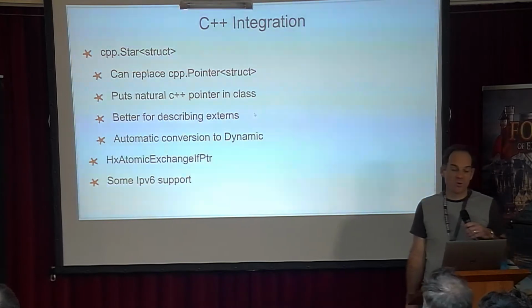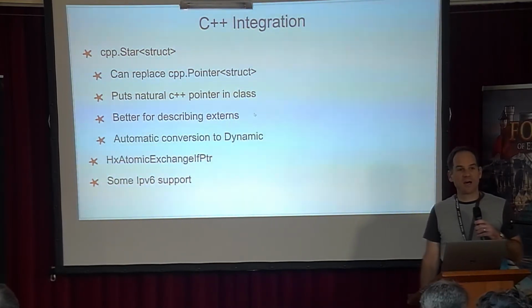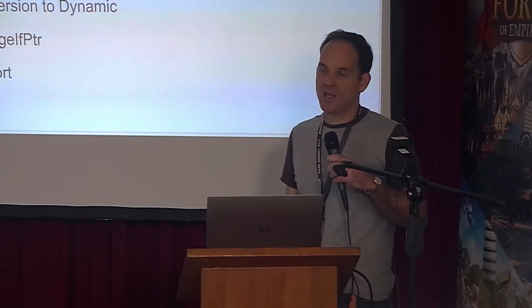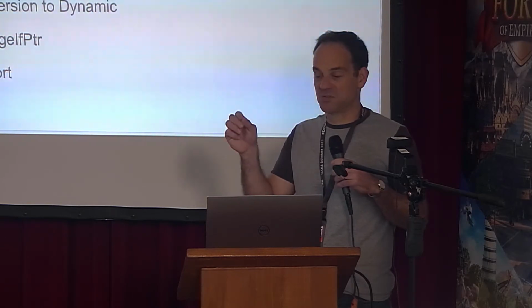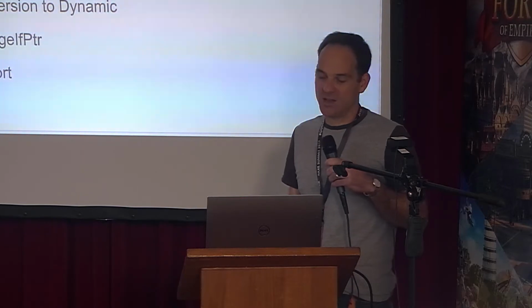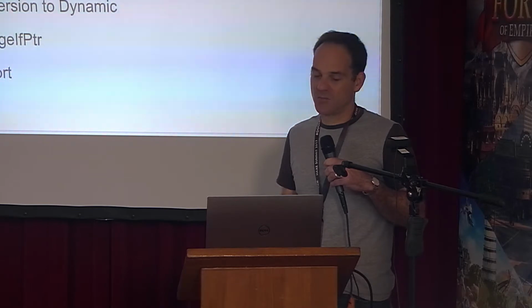So there's been some more C++ integration too. I put this CPP star thing in to kind of replace CPP pointer. It's not quite a replacement. It doesn't have the kind of indexing that the pointer has. But if you need to type up an extern, that is, if you write int star x, that would be a CPP star to int. It's a more accurate way of typing the extern, and I'm trying to move towards it.